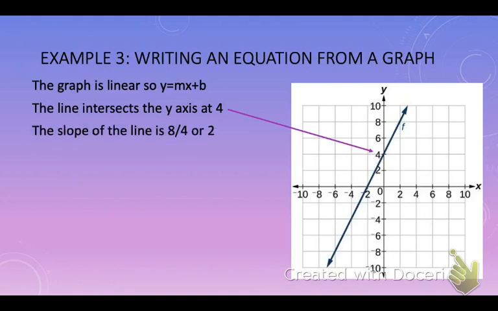I know my slope is 8 over 4, or 2. So there's 8, right, for the going up. There's 4 going left and right, so that's my x, so it's 8 over 4. If I simplify that, it becomes 2. So then can I write my equation as y equals 2x plus 4? So make sure that's in your notebook.